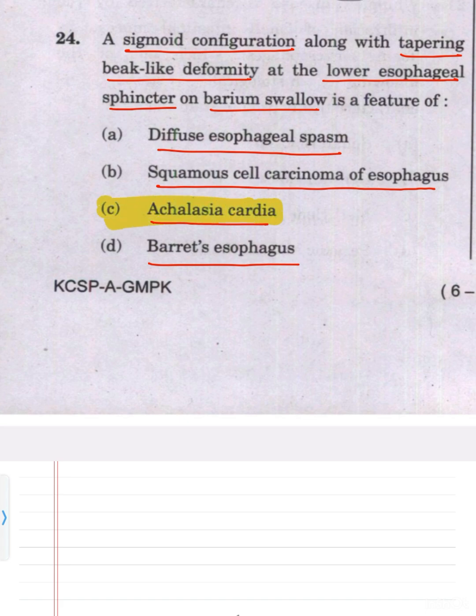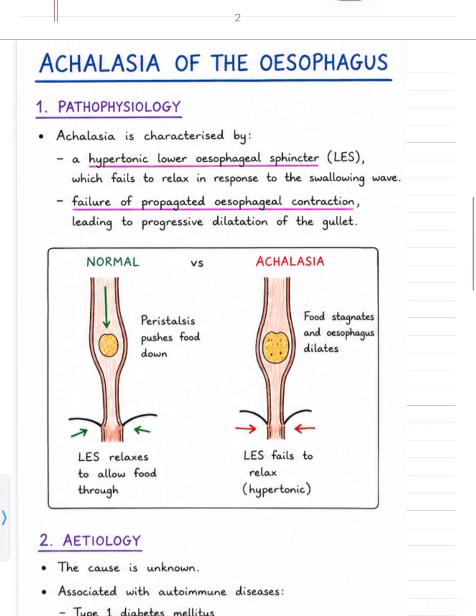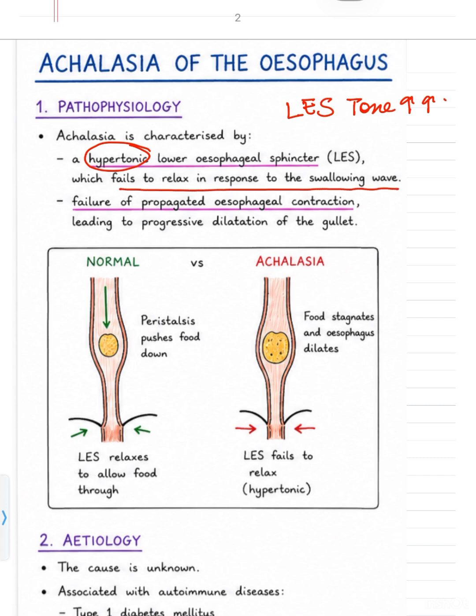So this is seen in Achalasia cardia. So what is Achalasia cardia, or Achalasia of the esophagus? The pathophysiology is a hypertonic lower esophageal sphincter. In the lower esophageal sphincter, the tone will increase, which leads to failure to relax in response to the swallowing wave. So when the swallowing wave comes, it will not be able to relax.